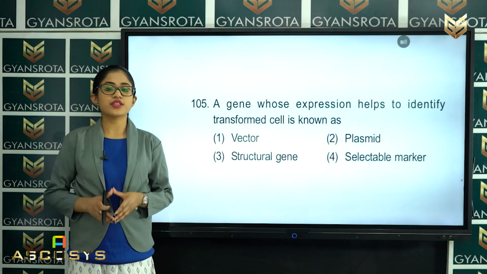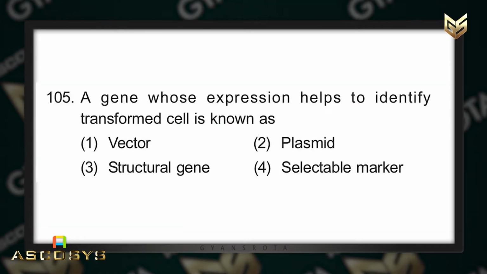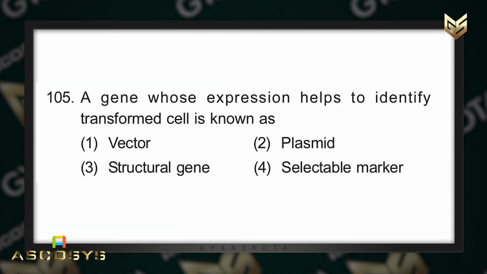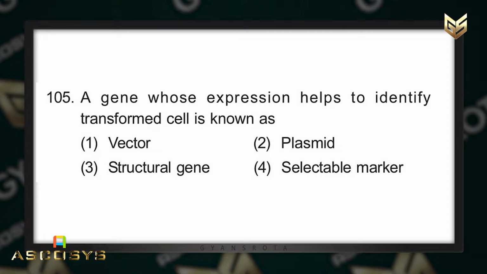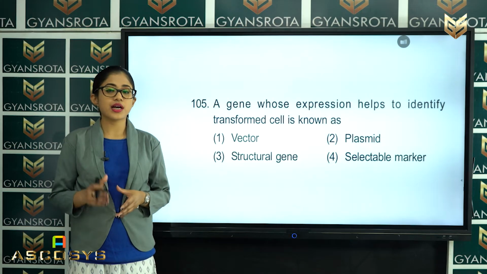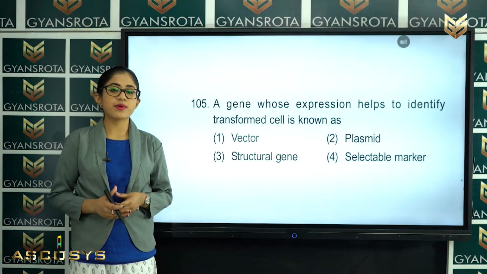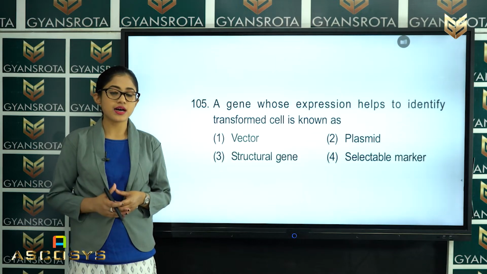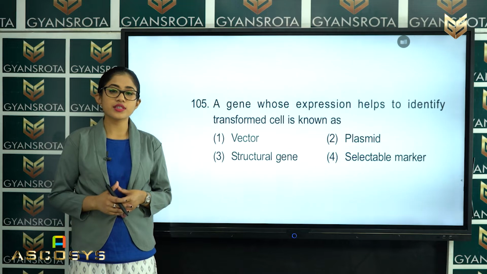Now in the next question, that is question number 105: a gene whose expression helps to identify the transformed cell is known as vector, plasmid, structural gene or selectable marker. We have this in the chapter Molecular Basis of Inheritance. There we have discussed the transcriptional unit. You have remembered that, right? So what is the correct answer of this question?